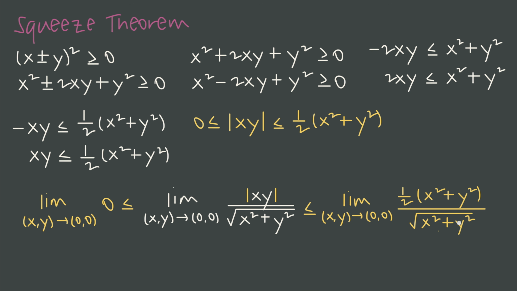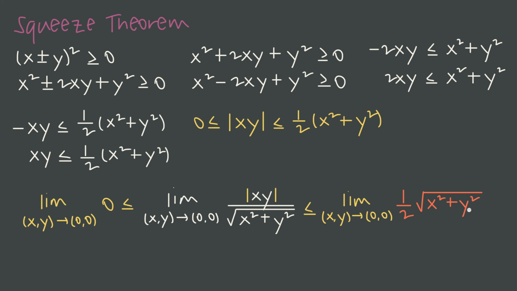And now if we look at this limit over on the right-hand side, we notice in the numerator we have x squared plus y squared, or we could think of that as being raised to the first power. In the denominator, we have x squared plus y squared raised to the 1/2 power because we're taking the square root. So our exponent rules tell us we can do 1 minus 1/2, or that these simplify to the square root of x squared plus y squared.